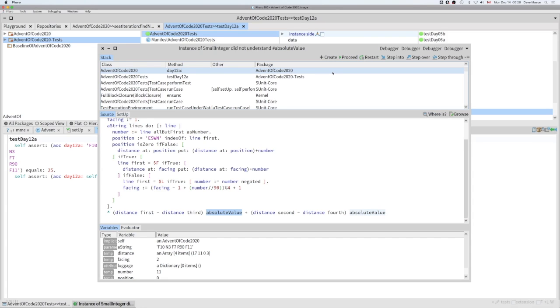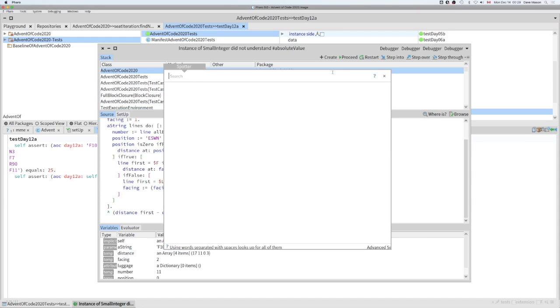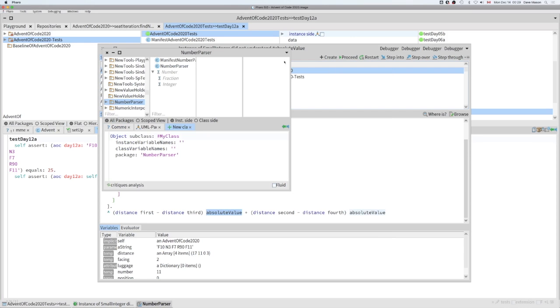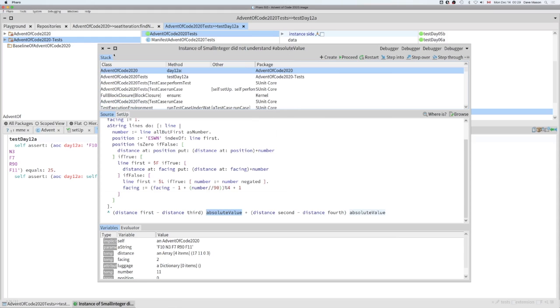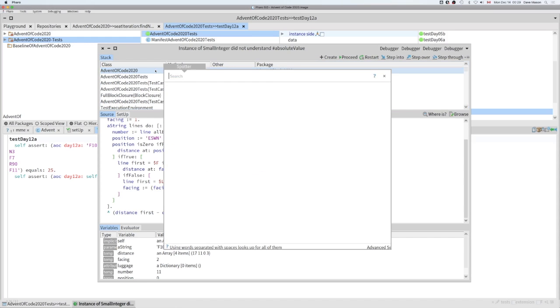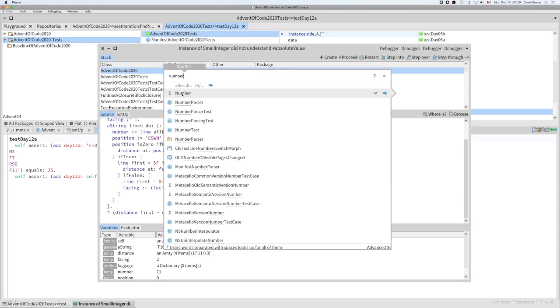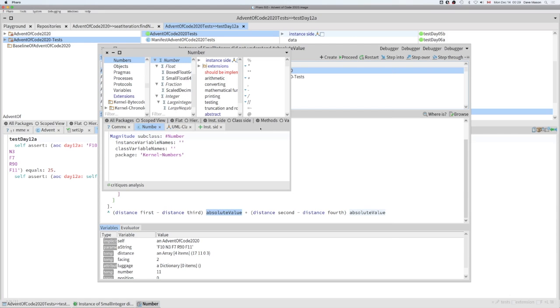And it's not called absolute value apparently. Let's look at number. Didn't think it was called absolute value, but it suggested it, so I bought into it. Oops, I didn't want number parser, I wanted number. That's how they get to you. Someone comes to your door saying, hey, use absolute value when you're using Smalltalk. And you're like, wow, that's really specific, but okay. Gets you every time. Happens a lot in this household anyway.